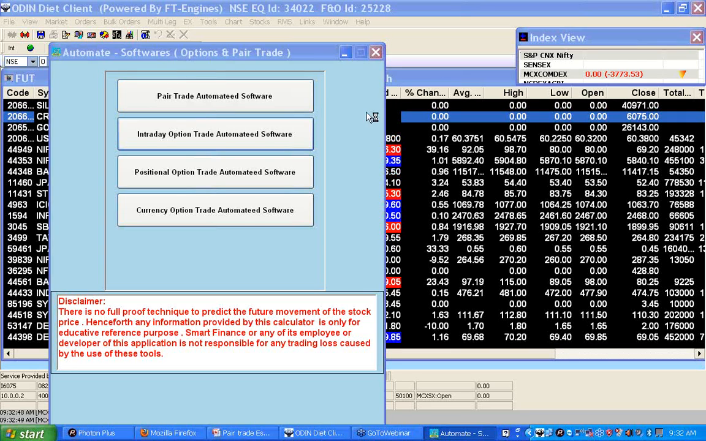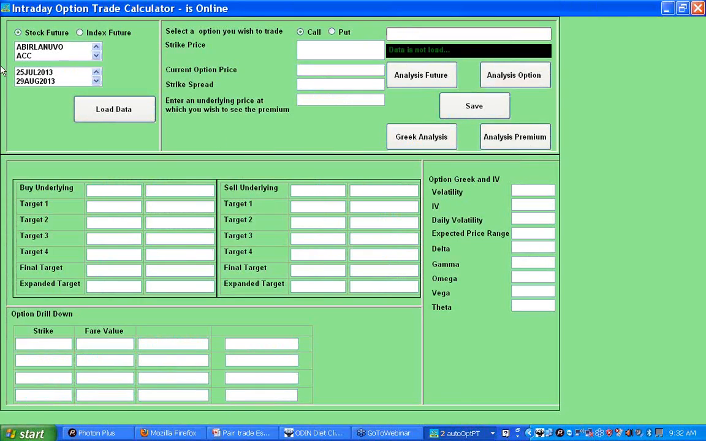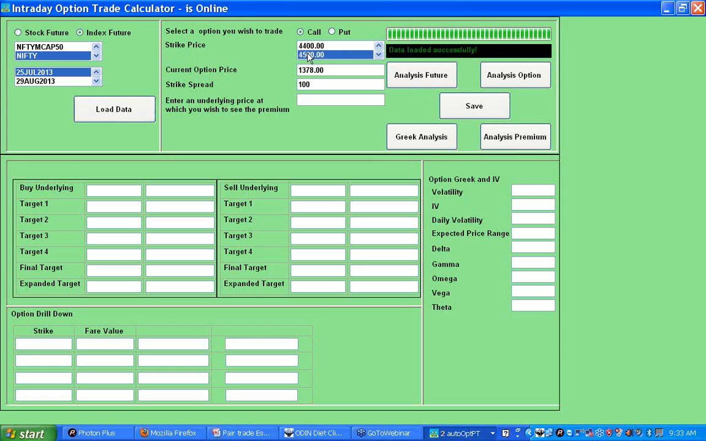Binomial option pricing model, and this is an intraday option trading tool. Once you are going for index future, we have to select and go for the Nifty 25th July, and we have to load the data so that option strikes and everything will get loaded. So once the data is loaded, you will get the strikes, everything here.